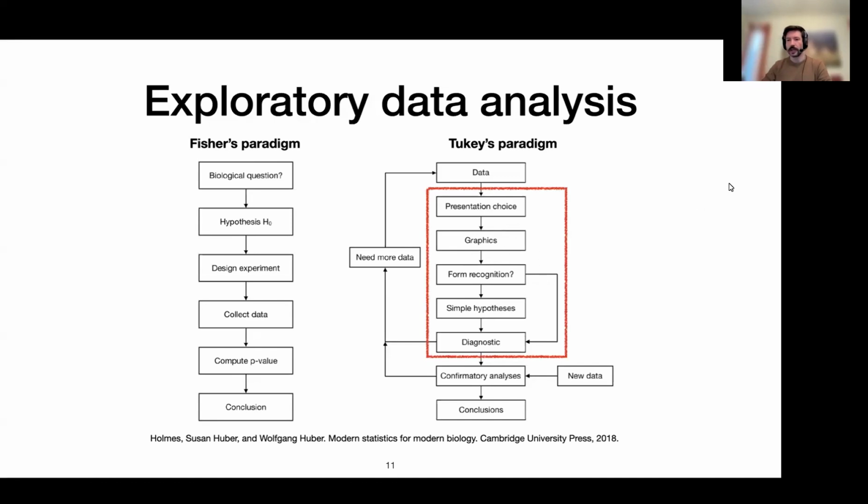But the idea is that you have your data, and then there's this whole chunk of the analysis that's dedicated to visualizing it. So you want to present your data in some way. You want to look at the graphics. You want to look at form recognition. So do you see clusters? Do you see clumps of data? Do you see unusual patterns? And one of two things can happen here. Either you can say, oh, this is just an artifact of the data, so I'll do some diagnostics on it. Or you can develop some hypotheses and say, I think that this is because there's some underlying factor here. And then once you develop those, you go into confirmatory analyses and you develop some conclusions.